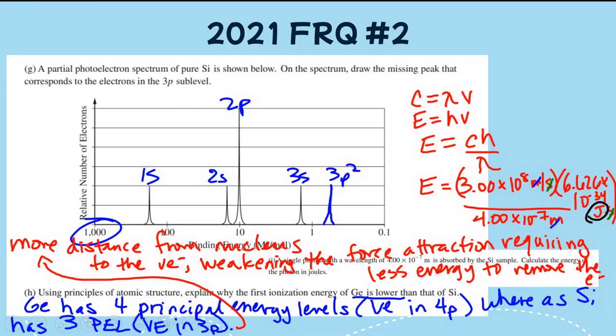But remember, Planck's constant and the speed of light are on the formula sheet. I am getting, you guys can check my answer, 4.97 times 10 to the negative 19 joules. What did you get? Okay, very good. As you can see, this one was an FRQ from 2021.